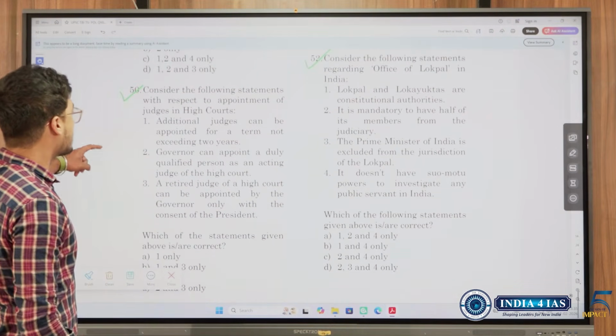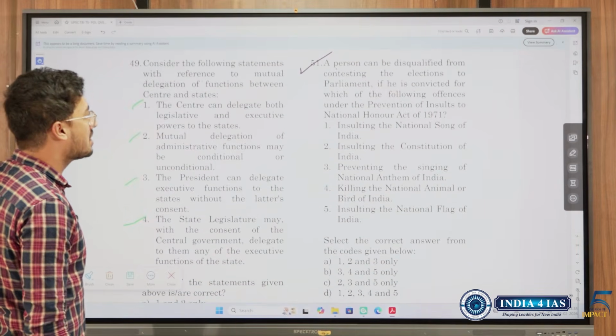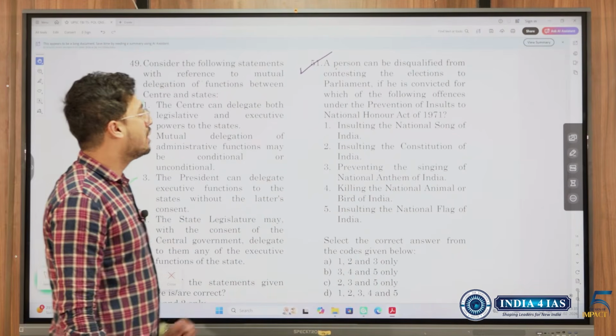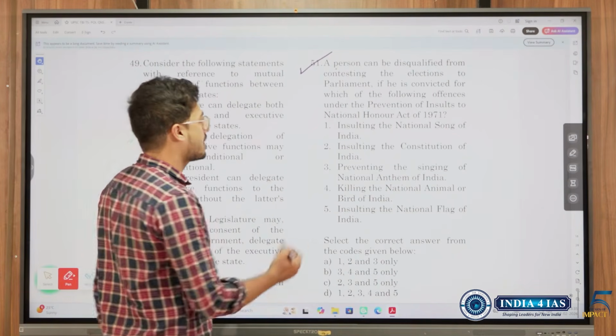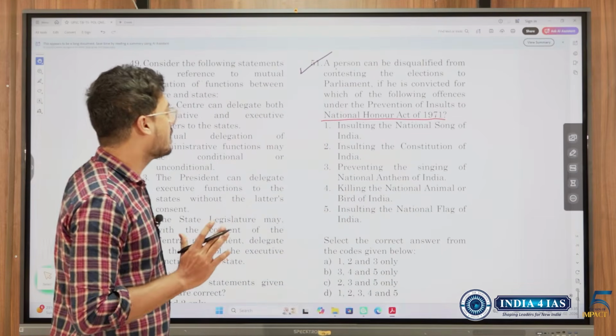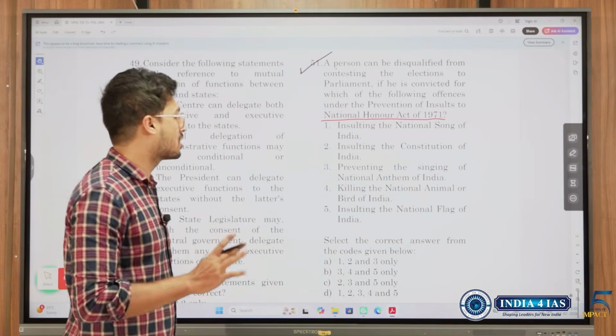With respect to appointments of judges in high court, simple question, I leave it to you. Person can be disqualified from contesting the election in parliament. Okay, see, even in this question we would not have come across the National Honor Act of 1971. Even if we have come across, we would have forgotten by then. So how could we have deduced the question? What are the most important things? We'll try to focus on that.